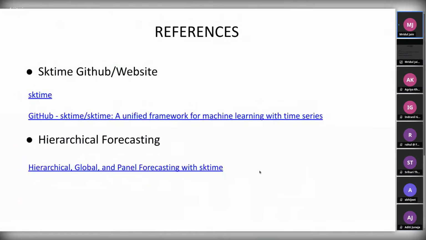So some of the references I would like to mention: the sktime GitHub and website. You can basically check it out from the PPT, and also the hierarchical forecasting. There is a whole documentation on hierarchical forecasting, which includes global and panel forecasting as well, which you can definitely check out. So thanks a lot. My talk ends here. Thank you so much.